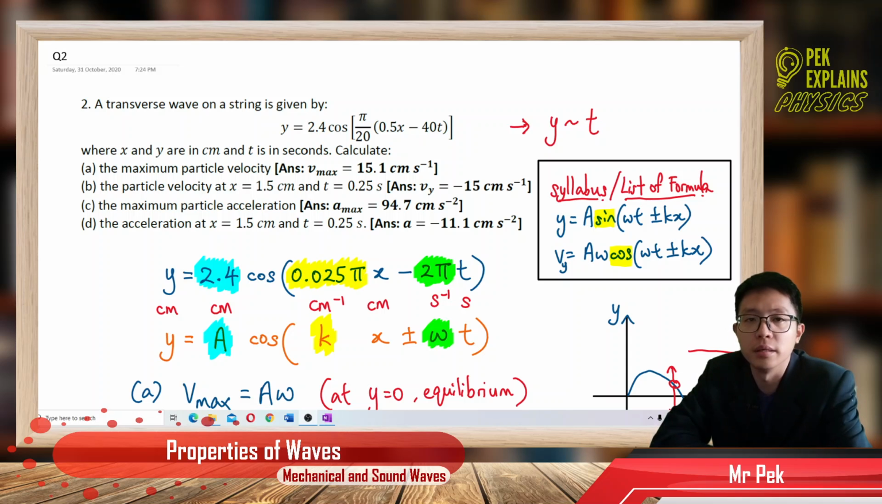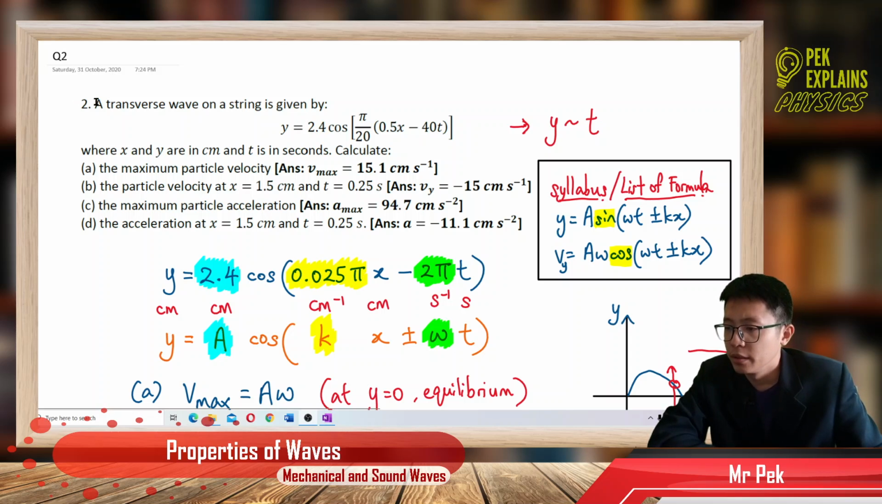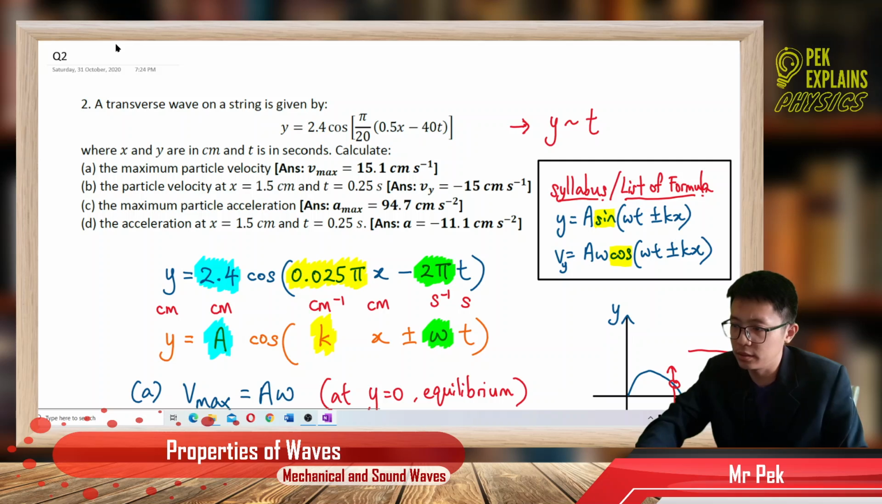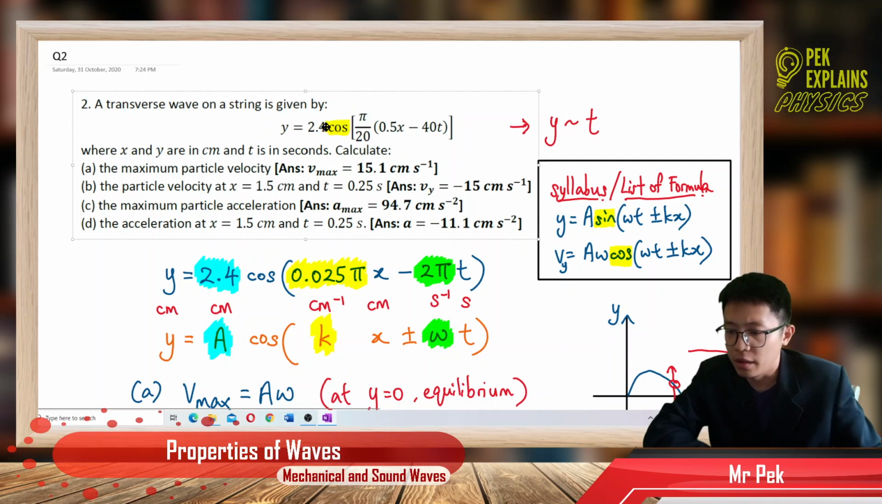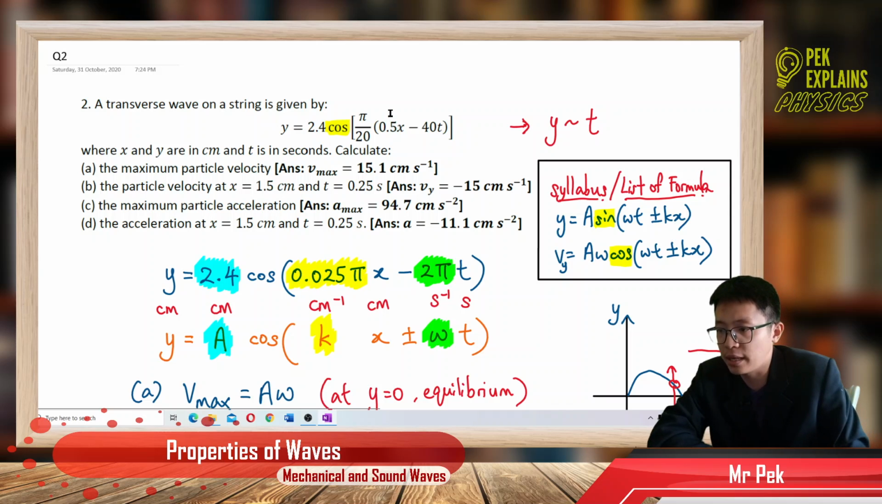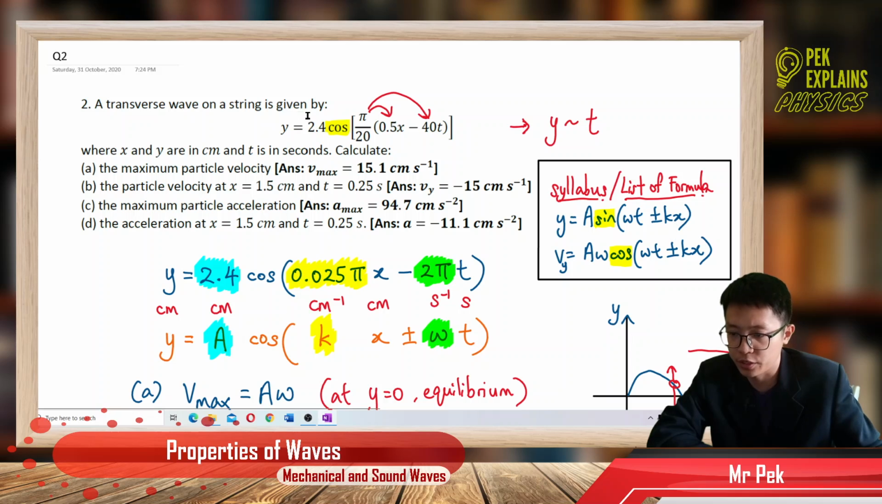Okay, now here's the second question. A transverse wave on a string is given by y equal to 2.4 cos. Okay, this is a cosine equation. These are the things you need to take note of, because this is a cosine equation. Now, pi over 20. Oh, here's another bracket again. This one you need to multiply inside. You need to multiply inside before you do any further action. Always expand first. Expand.